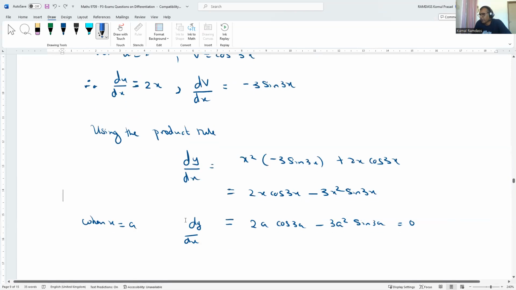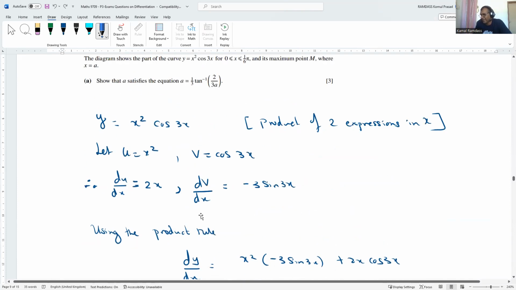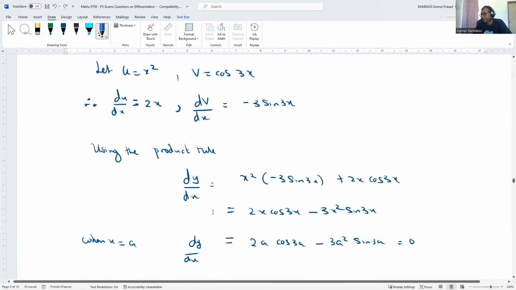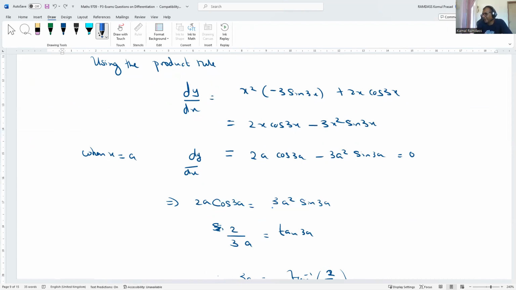And when x is equal to A, we can say that dy by dx is equal to 0. OK? We replace x with A in there. We get 2A cos 3A minus 3A squared sin 3A is equal to 0. It is equal to 0 because we are told that at point M, a maximum point, which is a stationary point, the gradient is equal to 0 and x is equal to A here. So we replace x with A and dy by dx with 0, and finally we get 2A cos 3A is equal to 3A squared sin 3A.